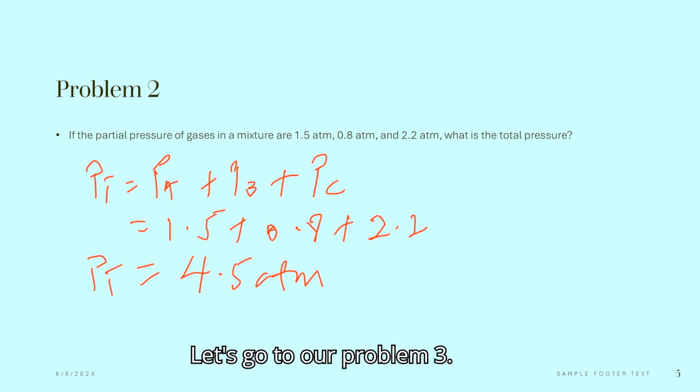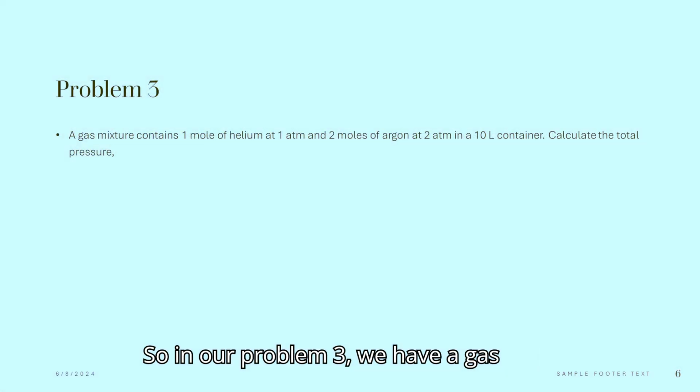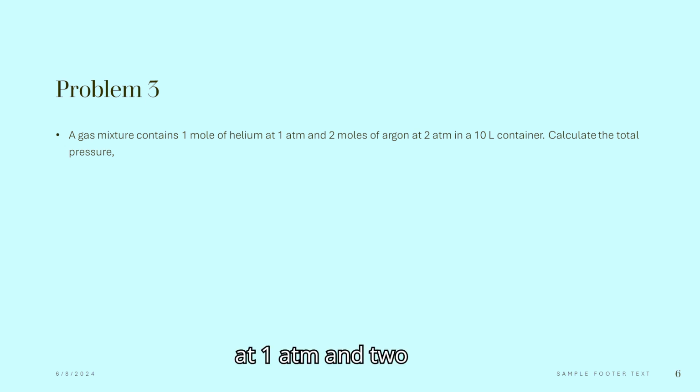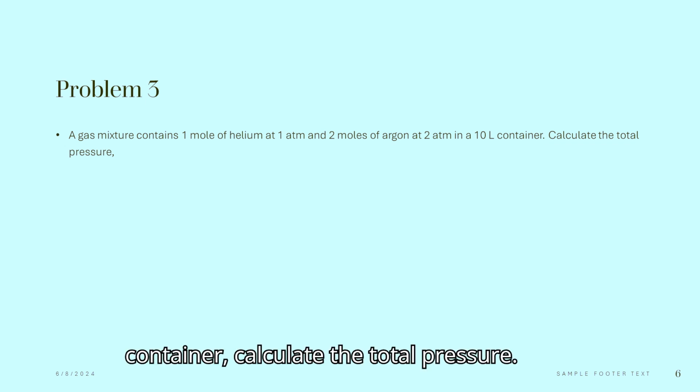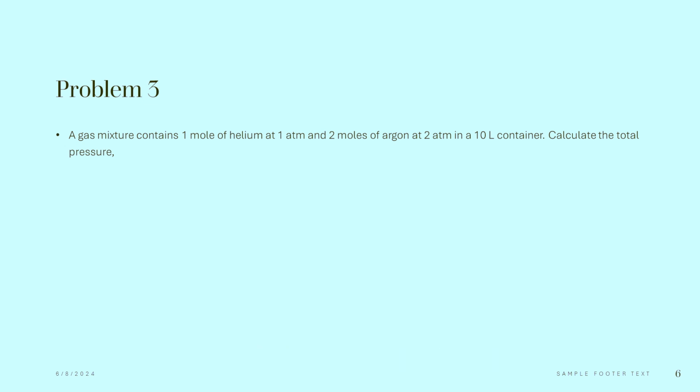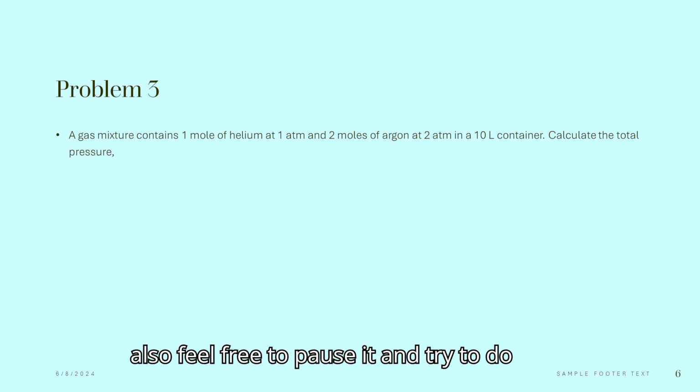Let's go to our problem 3. In our problem 3, we have a gas mixture that contains 1 mole of helium at 1 atm and 2 moles of argon at 2 atm in a 10 liter container. Calculate the total pressure. Also feel free to pause this video and try to do it.